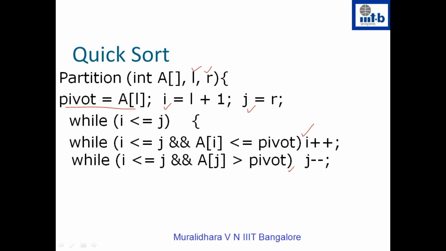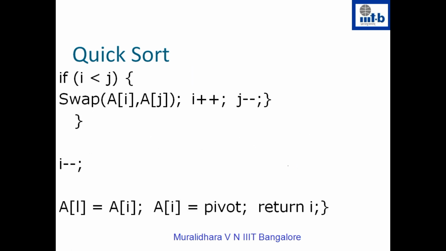I stop the first time I have a number which is smaller than or equal to the pivot. So I have a situation where the bigger number is on the left hand side and the smaller number on the right hand side. Since both of them are not in the right place, what I do is swap. I need to do this only if I is smaller than j. If I is equal to j, then this swap will have no impact.